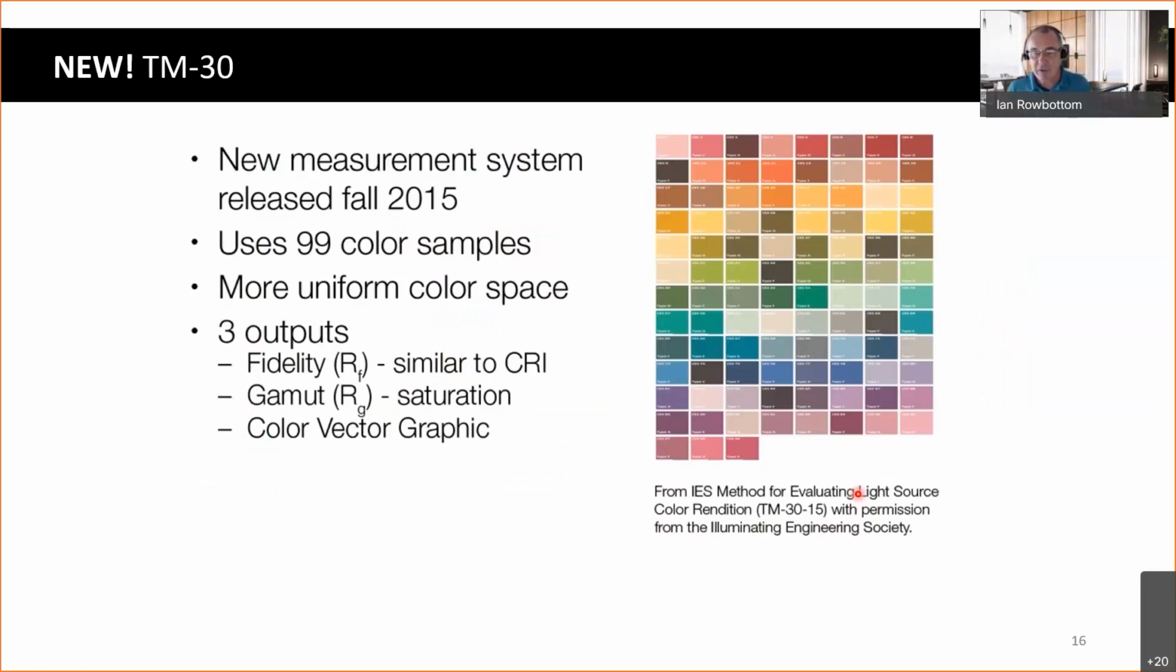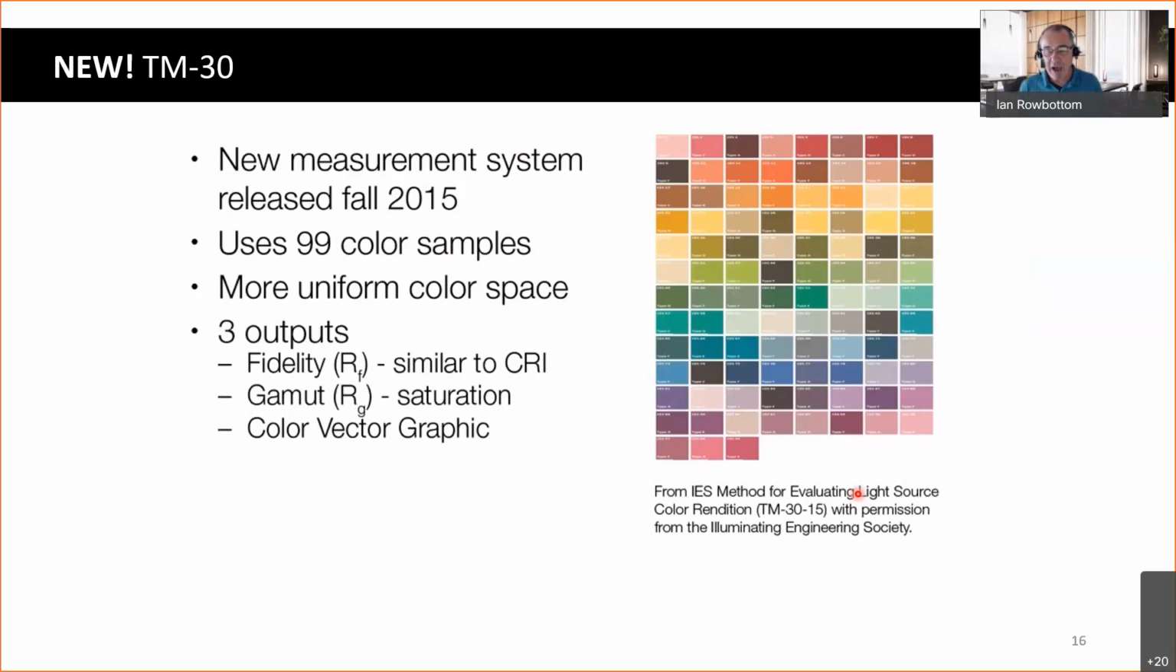So instead of the 8 samples with the extra few to give you 14, the IES has chosen 99 color samples, and this gives you a more uniform representation of color. They also changed what's called the color space to a more uniform one, and the output of this TM30 is three things now.